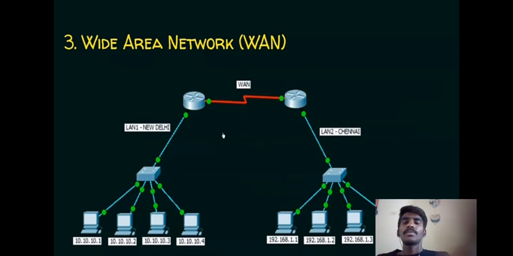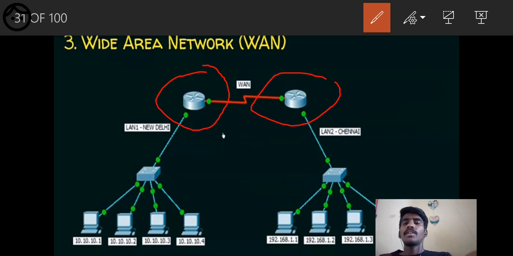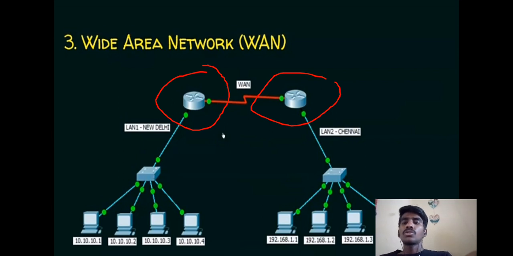See, you could see this is a LAN from New Delhi and this is a LAN from Chennai, but both are connected by a WAN, which is a wide network. So using this WAN we can connect multiple LAN networks from different cities.